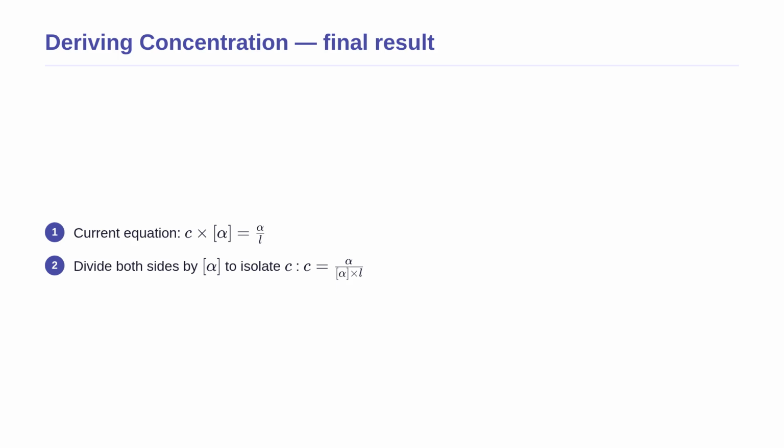Continuing from our previous step, we now have the concentration multiplied by the specific rotation on the left side. To isolate the concentration completely, we simply divide both sides of the equation by the specific rotation. This gives us our final rearranged formula. Concentration equals the observed rotation divided by the product of the specific rotation and the path length.